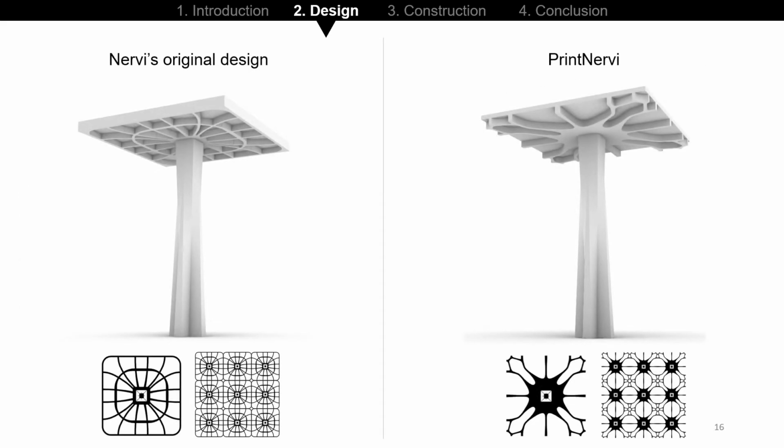On the left is Nervi's original design, and on the right is our PrintNervi. In comparison, it can be seen that our design does not have ribs with a uniform width. The optimizer distributes the materials to where they are really needed. Hence, more materials are allocated near the support region.